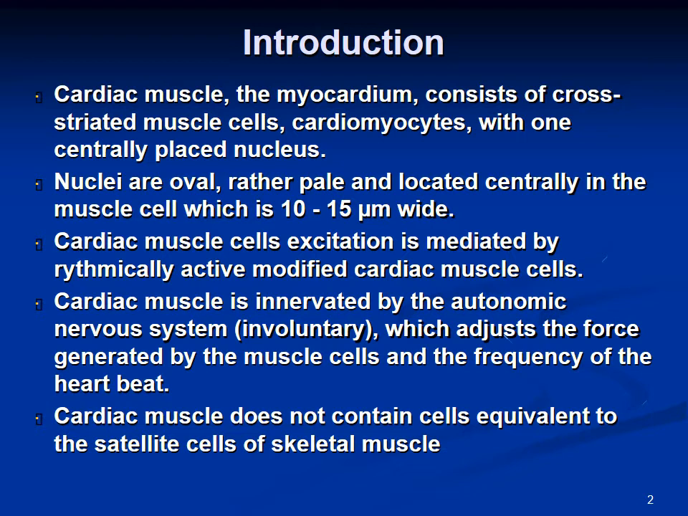Cardiac muscle cell excitation is mediated by rhythmically active modified cardiac muscle cells. Cardiac muscle is innervated by the autonomic nervous system, that is involuntary, which adjusts the force generated by the muscle cells and the frequency of the heartbeat. Cardiac muscle does not contain cells equivalent to the satellite cells of skeletal muscle.